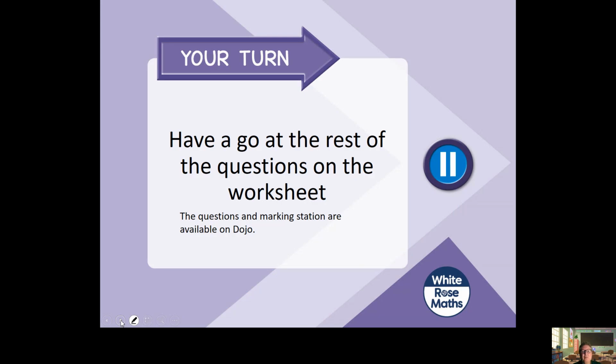If you want to have a look at that again, rewind it, pause it, take your time. If you're ready to move on, have a go at the rest of the questions. The questions and the marking station are available on Dojo.